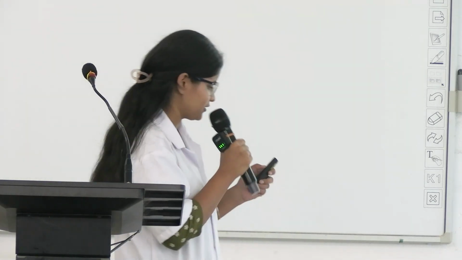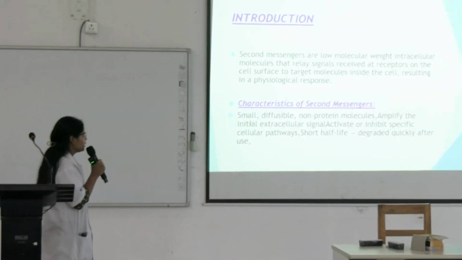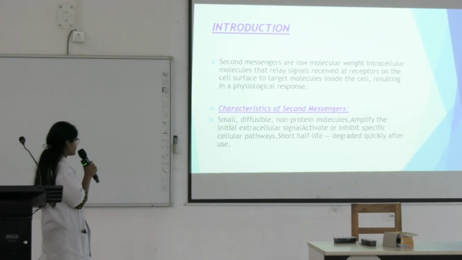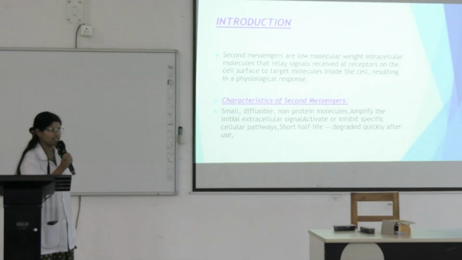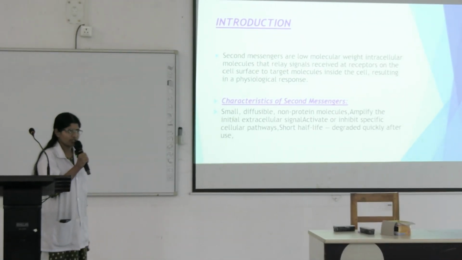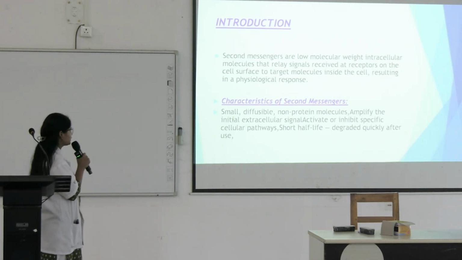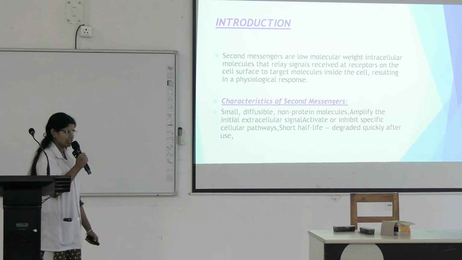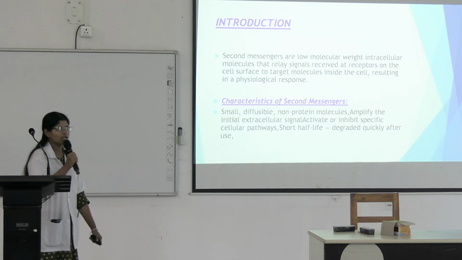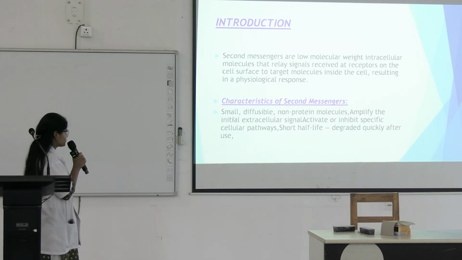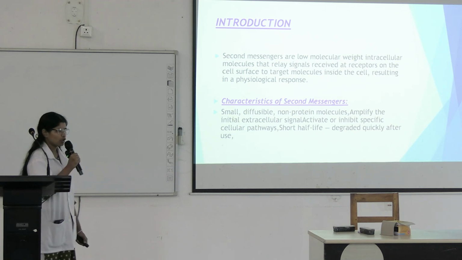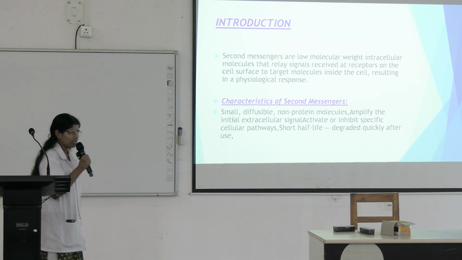What are second messengers? Second messengers are low molecular weight intracellular molecules that relay signals received at receptors on the cell surface to target molecules inside the cell to get the physiological response. Characteristics of second messengers: small, diffusible, non-protein molecules. They amplify the initial extracellular signal, activate or inhibit specific cellular pathways, have a short half-life, and are degraded quickly after use.